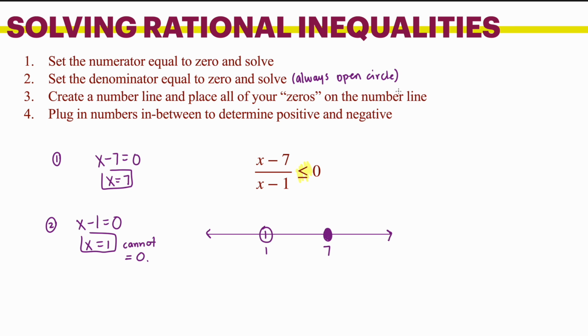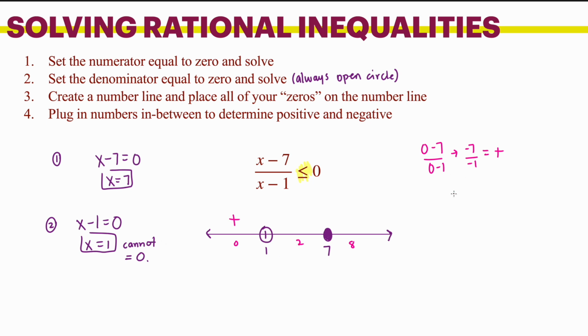Now what we're going to do is come up with numbers in between here and plug them in. I love the number 0 if I can always use 0. And 0 would be the left-hand side of 1. I'm going to choose a number between 1 and 7, and then a number after 7. So first I'm going to plug in 0. If I plug in 0, I will get 0 minus 7 over 0 minus 1, which is negative 7 over negative 1, which turns positive. So I know that that is a positive number. I don't care what the number is, I just know it's positive.